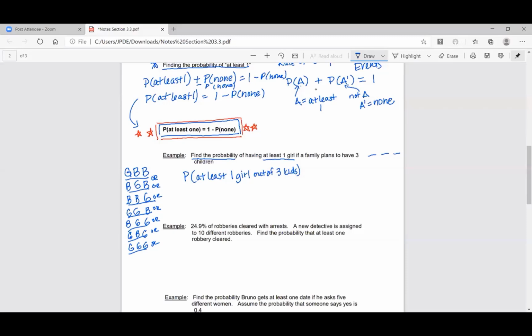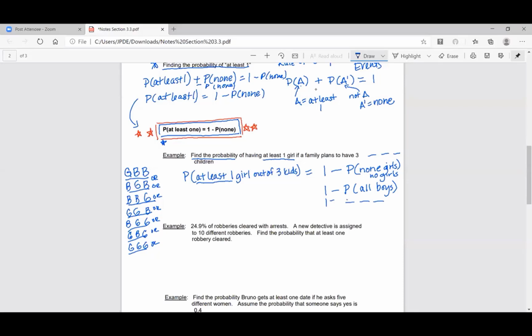What's easier, because we have at least 1 here, we say, oh, we have this formula. 1 minus the probability of no girls. I know that sounds funny. In some ways, it might help you remember it more. No girls. Okay. How many kids is this family having? 3 kids. None of them are girls. Well, if none of them are girls, they're all boys. How many kids is this family having? 3.